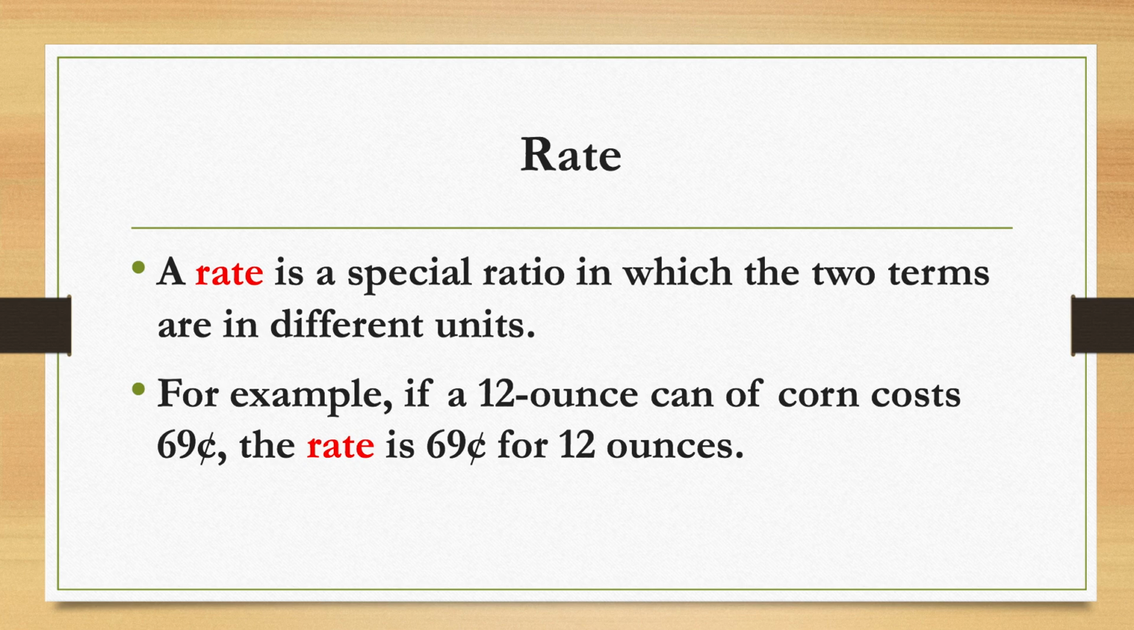ounces. So basically what is happening with the rate is that we are making a comparison between two numbers, in this case the 69 cents and the 12, and those two numbers need to have different units. So the 69 is in terms of money, in terms of cents, and the 12 is in terms of ounces. So you're comparing the two numbers that have different units.